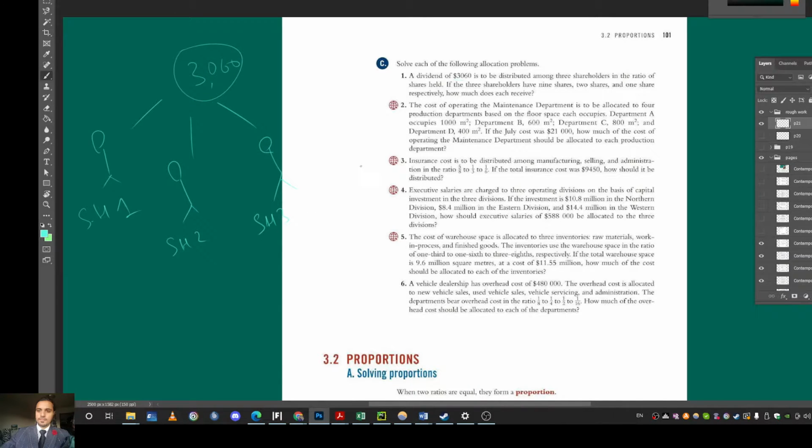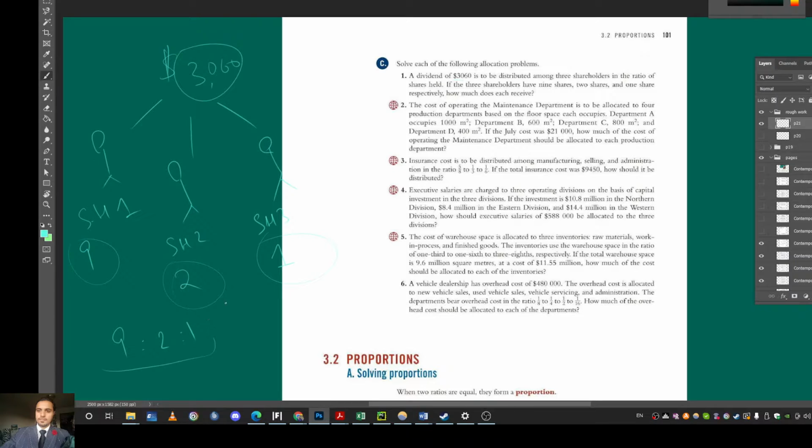Okay, the word problems, diagrams are your best friend. Even for more complicated ones, they get more and more useful. So the 3 shareholders have 9 shares, 2 shares, and 1 share. So the ratio of shares held is 9 to 2 to 1.